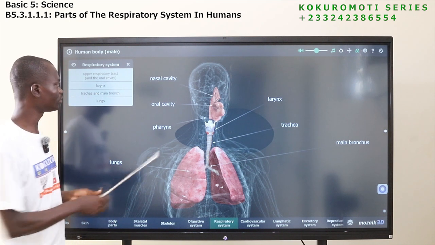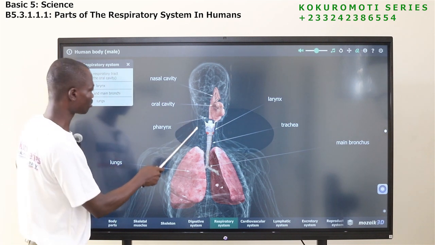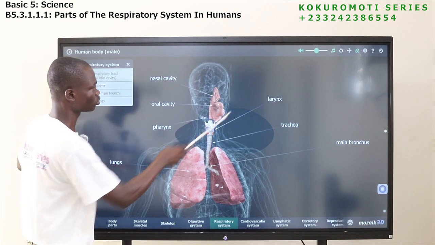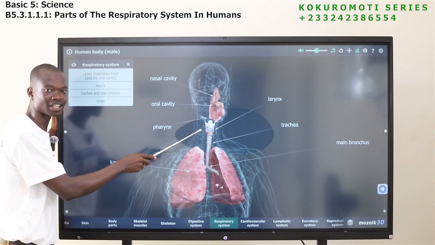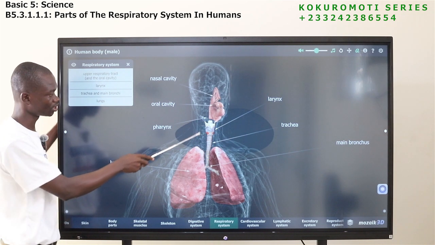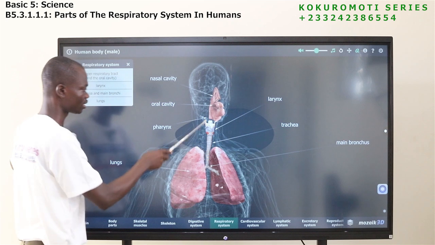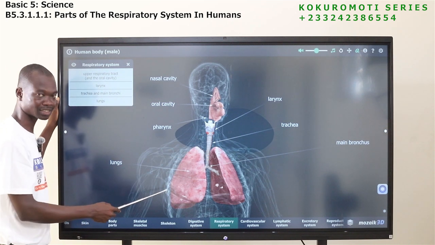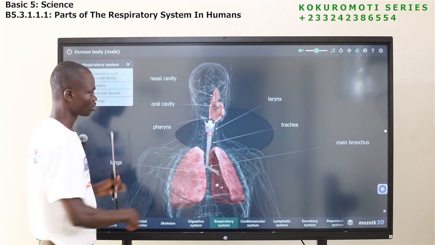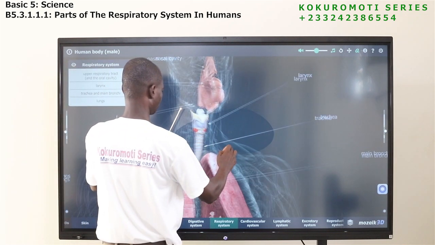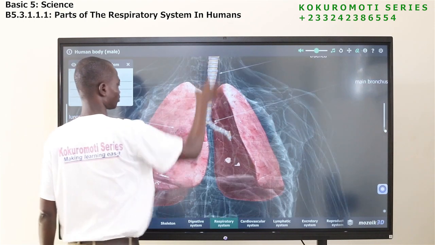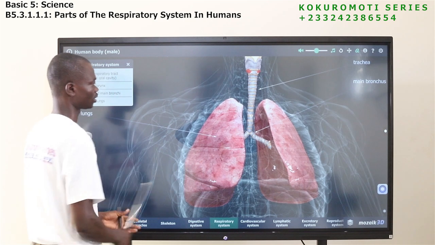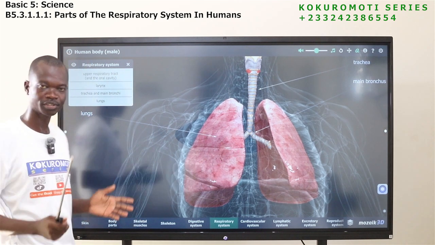When we breathe through the nose, the air comes to the pharynx, the throat. It comes to the larynx, where the voice, the Adam's apple is, where voice is produced. Then it moves to the trachea, and then it comes to the lungs. The lungs are the main organs of the respiratory system.